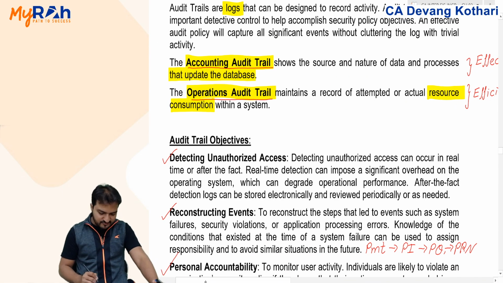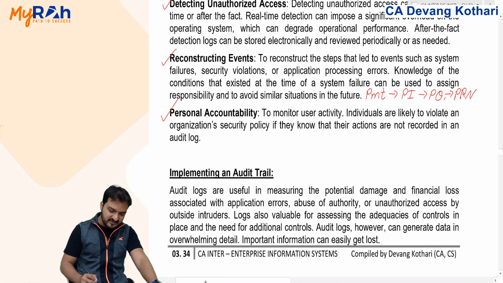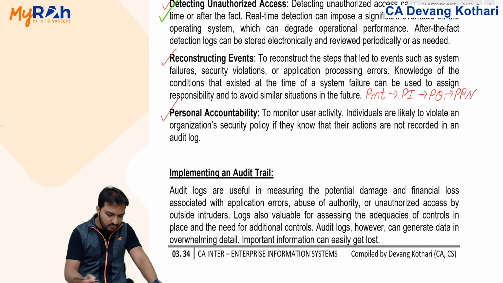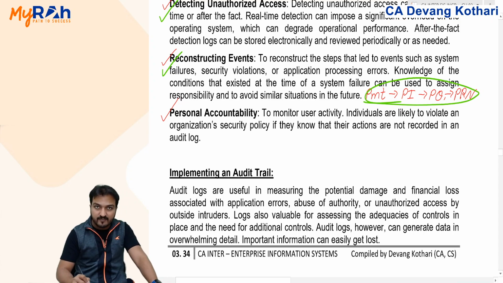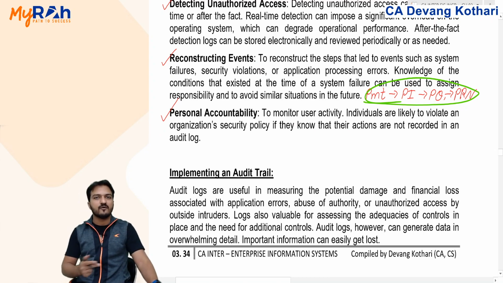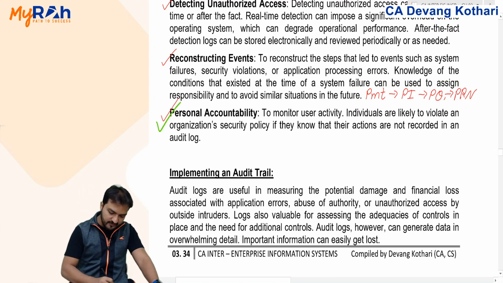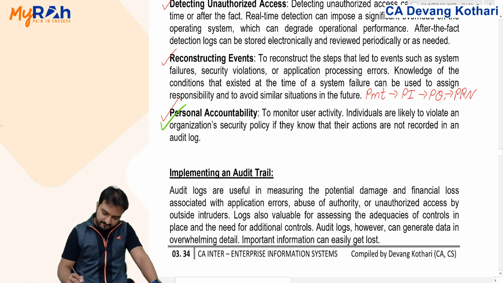Then audit trail objectives. Why do I need to check these transactions? Well, to detect unauthorized access, to reconstruct events. This was like reconstructing the past events, and to set personal accountability. Who is accountable for what mistakes, that you can set over here, that is personal accountability.